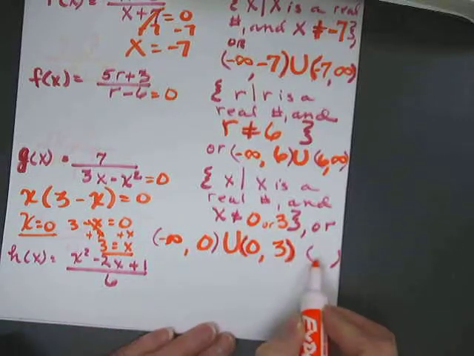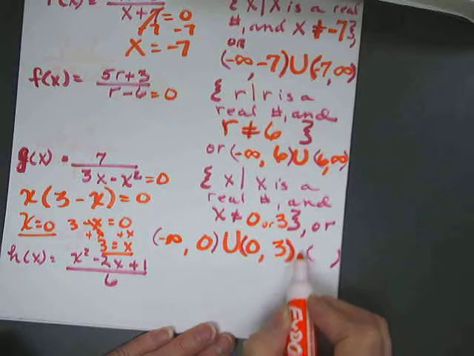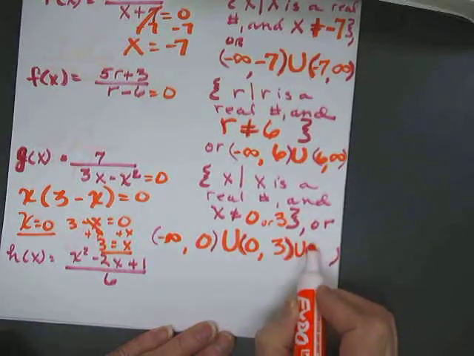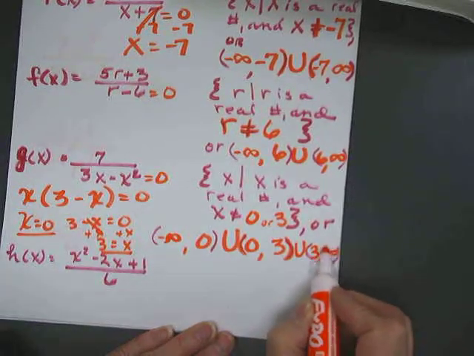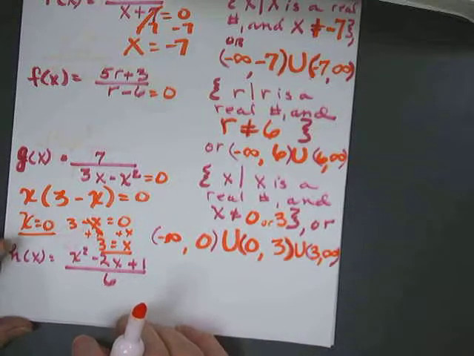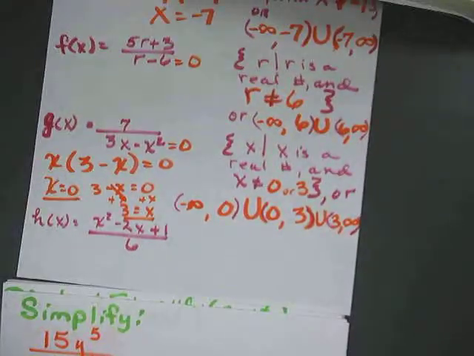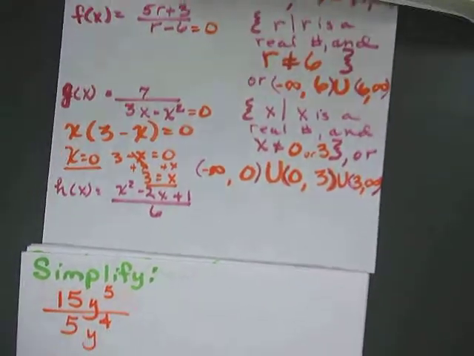-infinity, all the way up to the smallest one, which is 0. Union, from 0 all the way up to 3, but not including either one, right? 3. Well, union. Union. 3 to infinity.